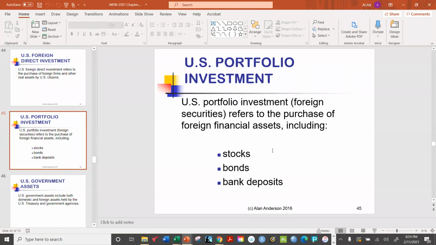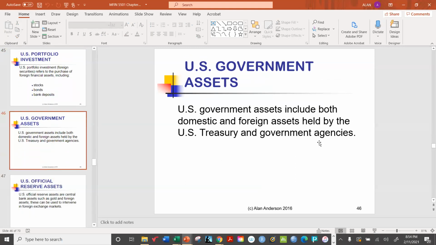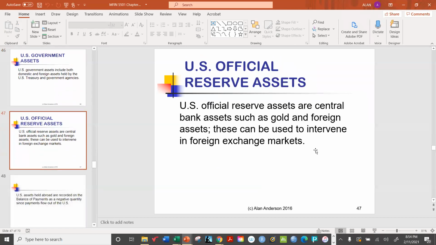US portfolio investment means stocks, bonds, bank deposits, you name it. As long as it's a financial asset, that falls into the category of portfolio investment. Government assets are assets held by the US Treasury and different government agencies, not in private hands. And official reserve assets are held by the central bank, which is the Federal Reserve System. This could include things like gold and foreign currencies. These are used for the purpose of, hopefully in some cases, stabilizing foreign currencies or making transactions with other central banks.